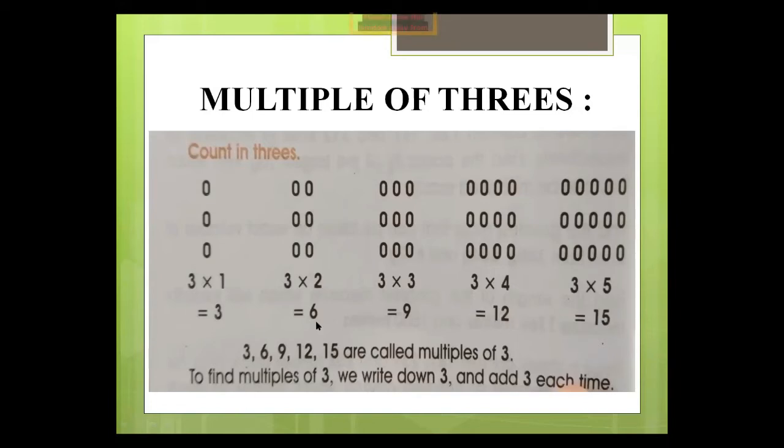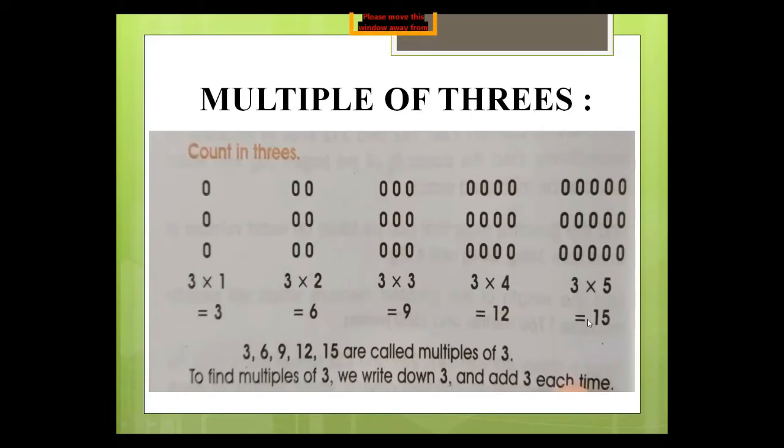The multiples of 3, that is 6, 9, 12 and 15, all these answers are the multiples of 3. Similarly, to find the multiples of 3, firstly we write 3, then add 3 each time. If we add 3 to the first multiple, we have the answer 6. If we add 3 to this multiple, we have 9. If we add 3 to this 9, we have 12. If we add 3 here, we have the product 15. And if we add 3 to this 15, what's the answer, students?